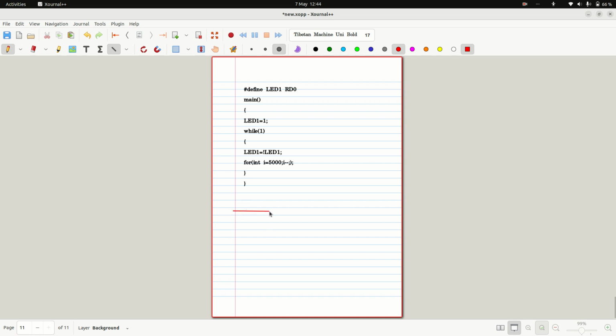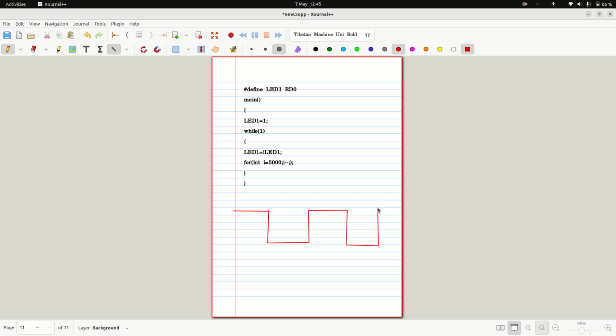So next enter the main loop. There is toggling of LED: LED 1 equals to not of LED 1. So not of 1 is nothing but 0. Again after a certain duration, what will happen? Toggling happens. So again after a certain duration toggling happens.